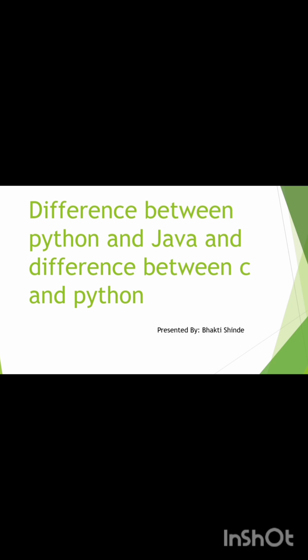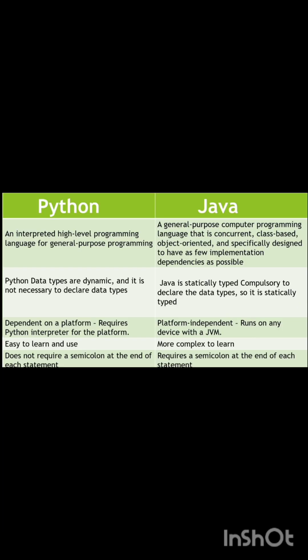Today we are going to explore the difference between popular programming languages like Java, Python and C. Whether you are a beginner or an experienced developer, this video will help you to understand the key differences between these languages: the difference between Python and Java, and the difference between C and Python. So the first difference is Python and Java.